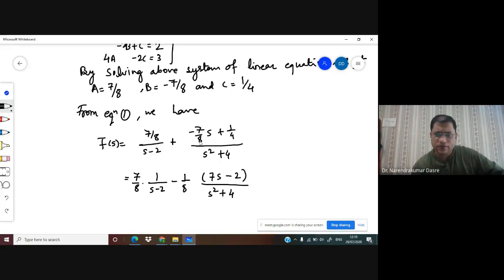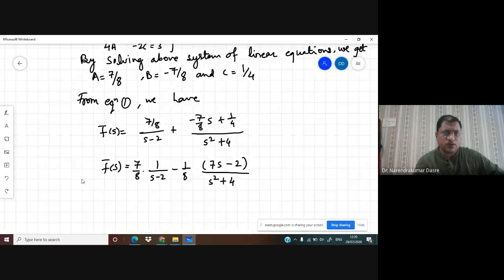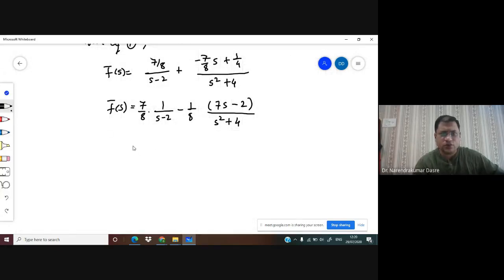I have taken minus 1 by 8 common. So when I take minus, this will become minus. And if I am taking 8 common from here, I have to multiply and divide by 2. So I got 2 here. So this is f bar of s. And now this is the simplest form, or you can simplify this more.